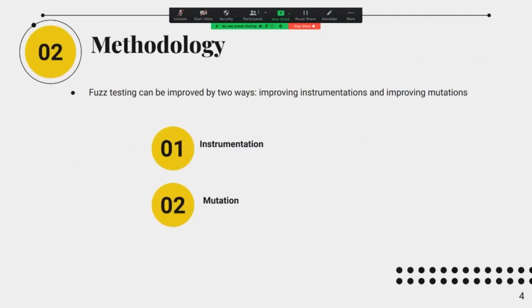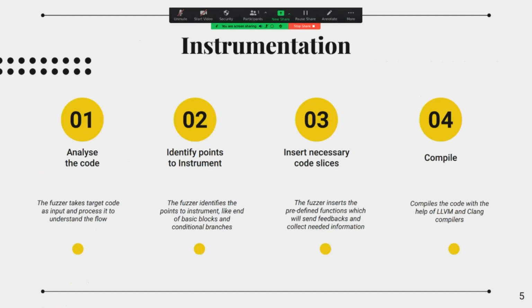There are two key ways to boost fuzz testing and make it even more effective. First, we can work on improving instrumentations. The second way is by focusing on improving mutations. Instrumentation. These are like the eyes and ears of the fuzz tester, keeping a close watch on the code during testing. By enhancing instrumentations, we gather better insights into what's happening inside the program. This means we can detect vulnerabilities more accurately and quickly.